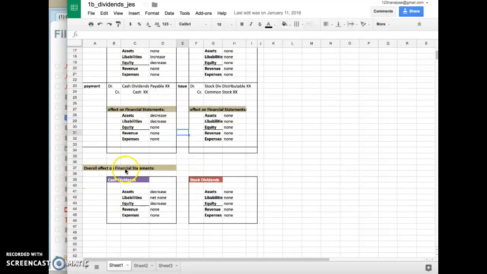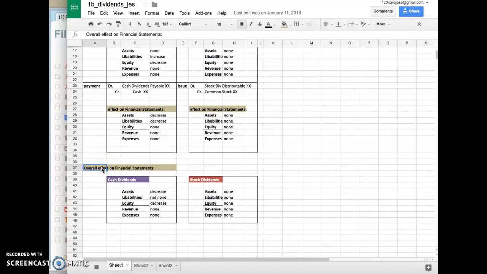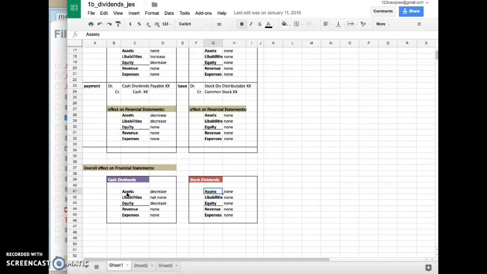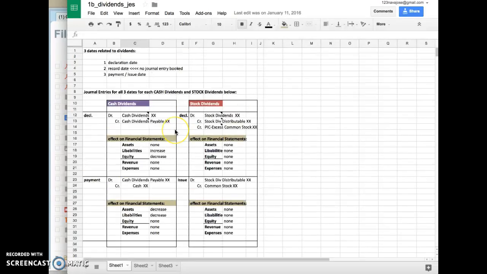Now, the overall effect for both the declaration and the payment or the issue of the stock would have this kind of effect. So if you actually read the book and you learn how these transactions affect the financial statements, you should be able to understand what this handout is talking about. Now, those are the handouts. Now, let me just walk you through very quickly through some of the exhibits in the chapter that I think are going to be useful.